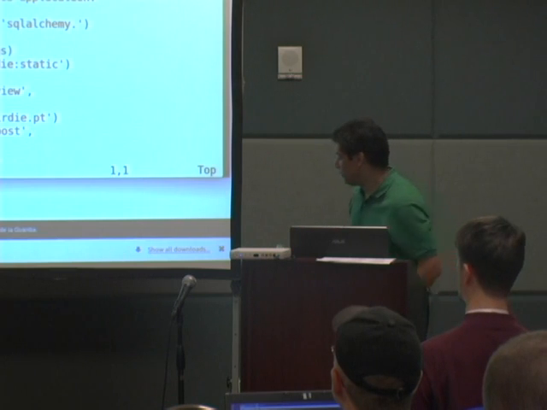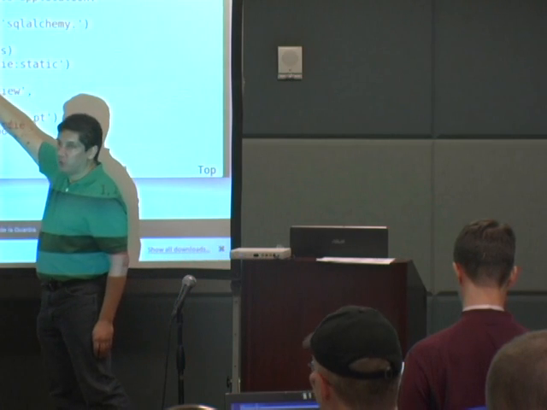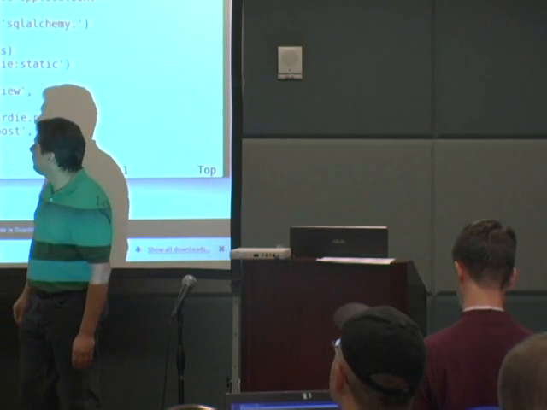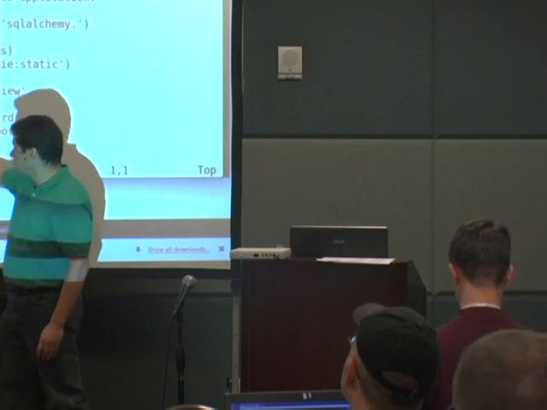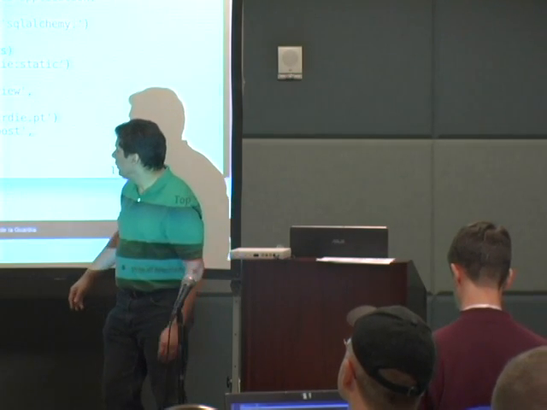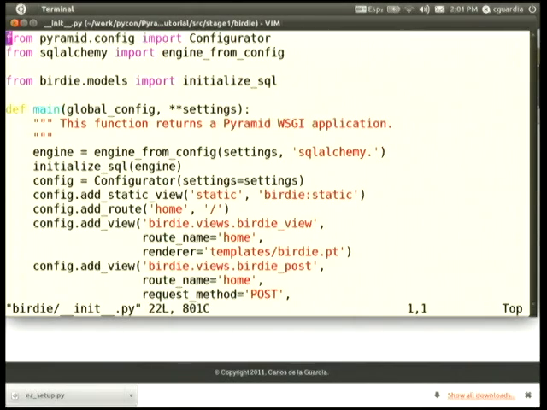Some people like it, some people don't. Then we create a configurator in just the same way that we did before. We add a static view, which we also did on the other scaffold. We add a route for home, which is, again, just the same. And then we add two different views. You can see that even though the views call different code, in this case, they import from views the beauty view and beauty post, which are two different views. They use the same route name. That means whenever people go to the root of your URL, they can get either one of these two.